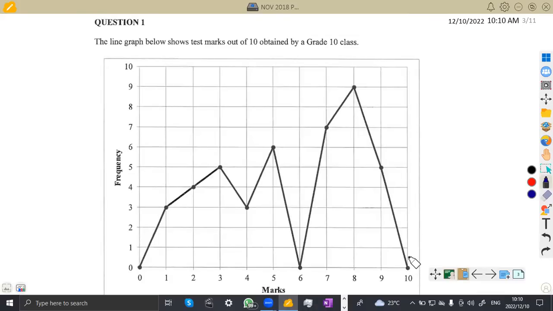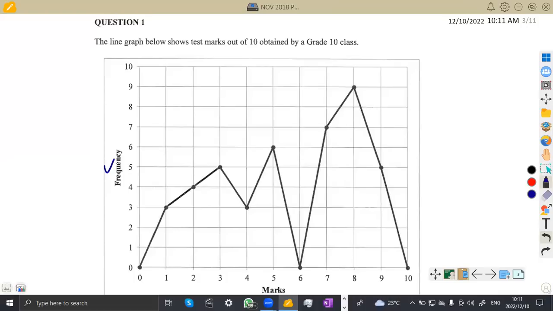We've got question number 1, where we are given the line graph below showing test marks out of 10 obtained by a grade 10 class. So it was actually a test which was out of 10. We are given the information in the form of a line graph. Remember, on your line graph, what is important is the frequency axis. Each and every part corresponds with the frequency. So we've got the marks as 0. There's no 1. There are 3 of them. 2. There are 4. 3. There are 5. 4. There. So that is how you take this information.